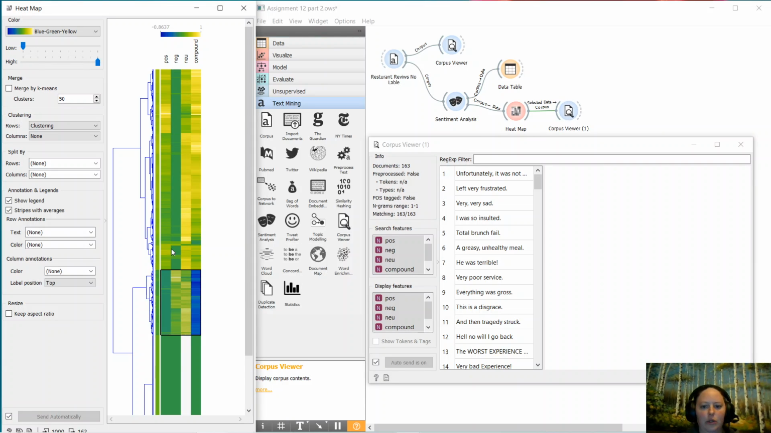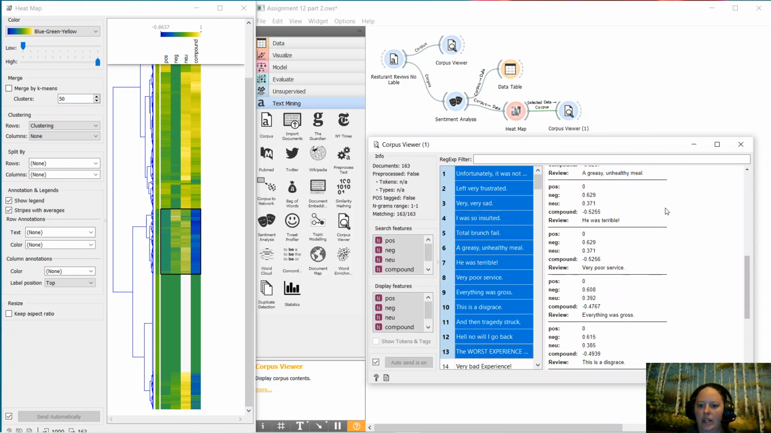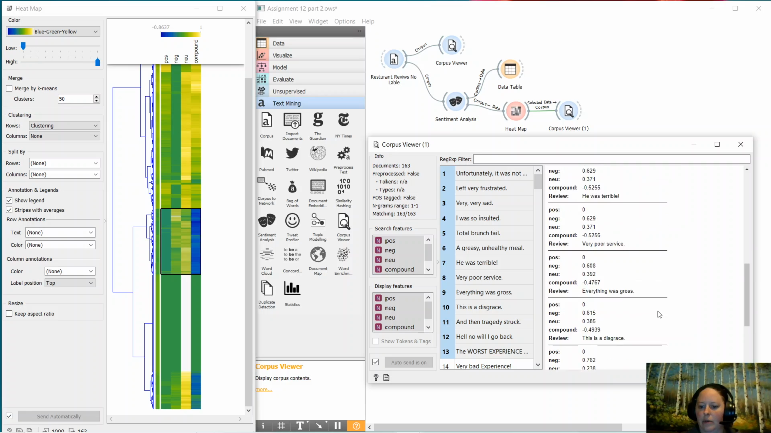Let's check out this blue range. These are all going to be negative reviews. He was terrible. That's pretty negative. It's negative 0.5%, 52% negative of that review. And it shows here that this negative compound was made up of negative and neutral. He was terrible. Very poor service, negative, same part. Everything was gross. Wow, I'm surprised that wouldn't get a higher one. This is a disgrace.